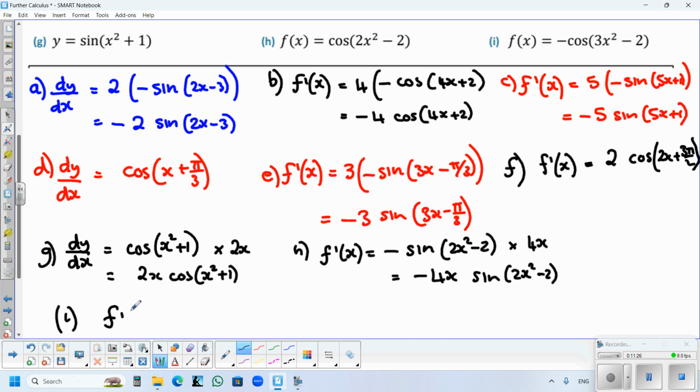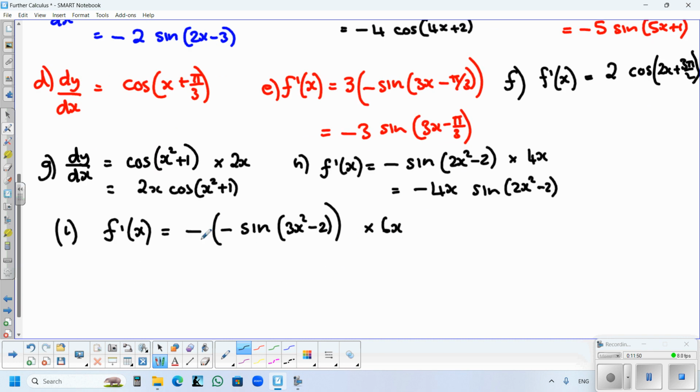So we've got f dash x, and we have got the negative cos, so we'll leave the negative there. The derivative of cos is minus sine, so it's minus sine, and the angle is 3x squared minus 2, and we're going to multiply that by the derivative of that bracket, so we're multiplying by 6x. Tidy all of that up, and that gives you 6x, 2 minuses make a plus, so 6x sine 3x squared minus 2.